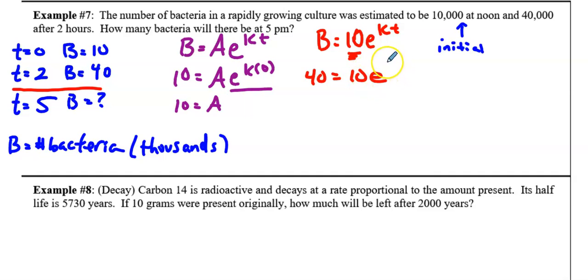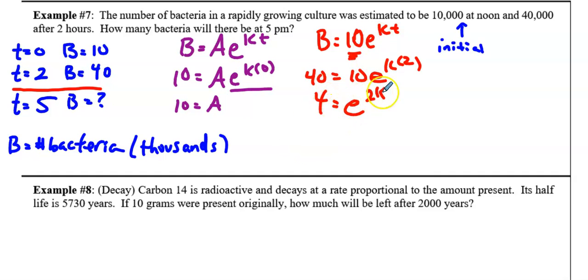So it's 10e to the k, and then our time is now, time has passed 2. So 2k. And so we can go ahead and divide by 10. So we're going to get 4 is equal to e to the 2k. And sometimes some students, teachers use r here for rate, and that's totally fine. Again, these letters are interchangeable.